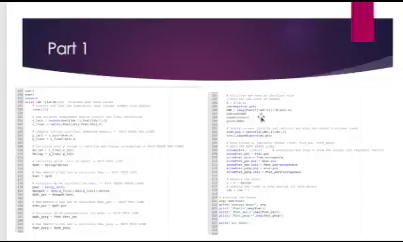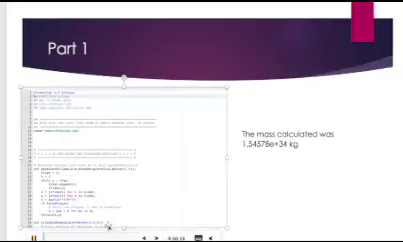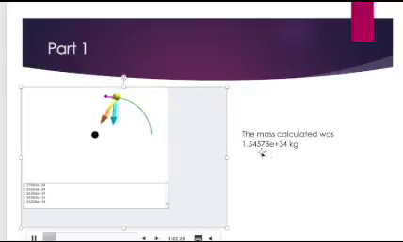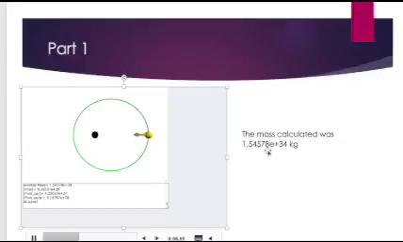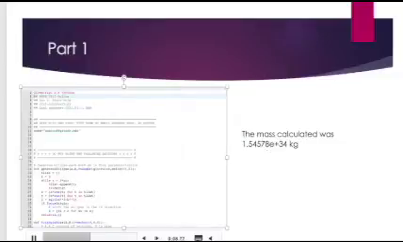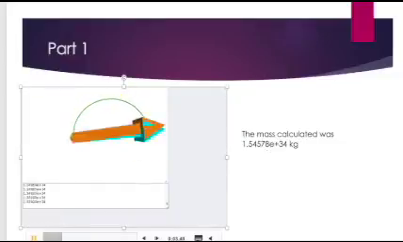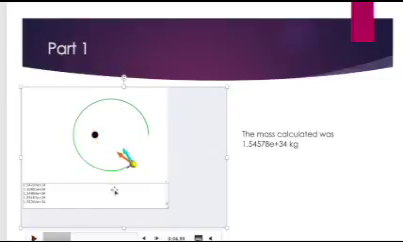Using this, we were able to calculate the black hole's mass using the gravitational force equation. The average mass calculated of the black hole was 1.54578 times 10 to the 34th kilograms. And this is the perpendicular and parallel forces acting on the ball, along with the net force acting on the star as it travels in a circular orbit around the black hole.